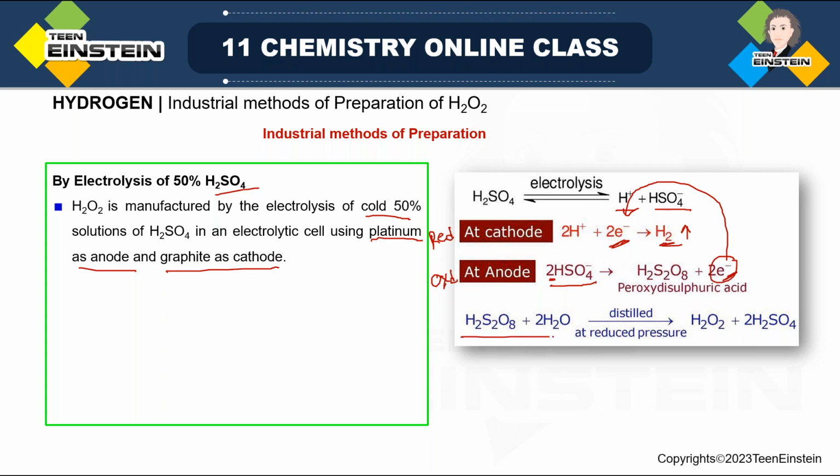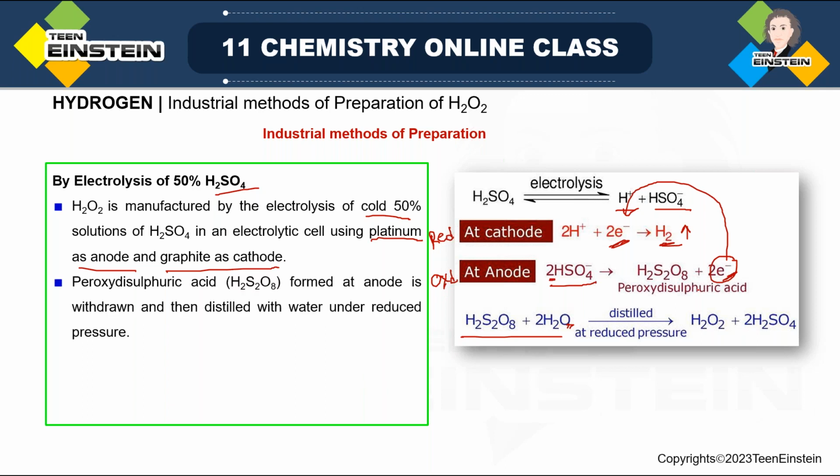But if we write the overall equation, we will get H2S2O8 as if it is reacting with water, because we have taken a 50% solution. So water will also be there. This H2S2O8 that is produced at anode will react with water and produce H2O2 and also sulfuric acid. Now, what we'll do next, we'll see here.